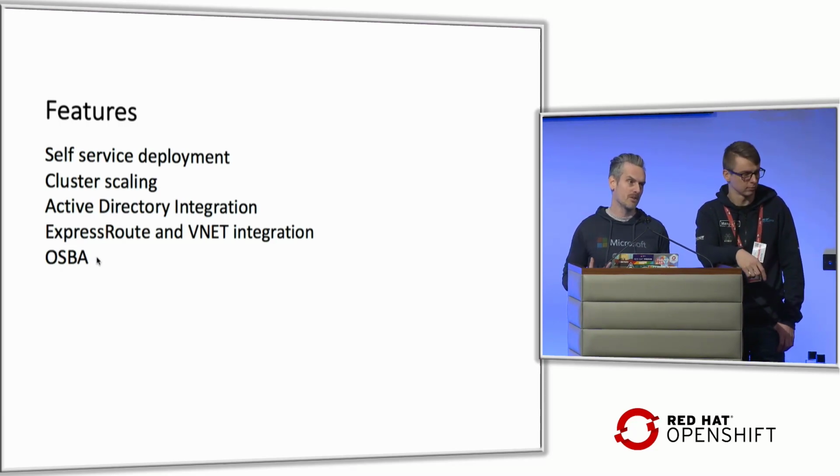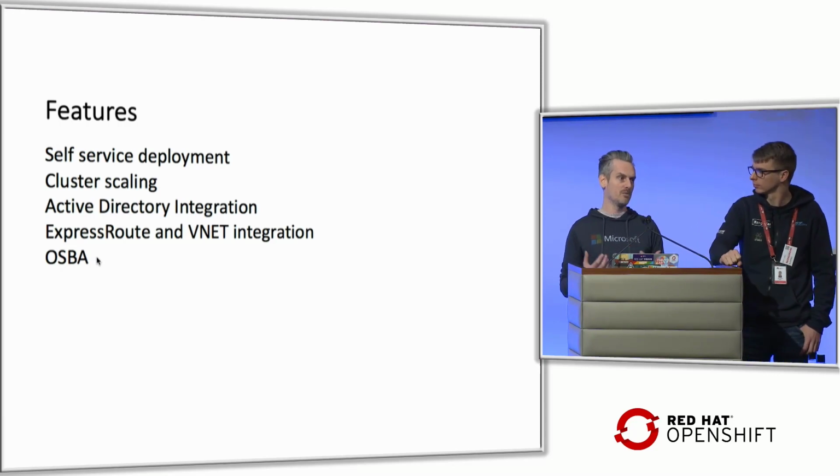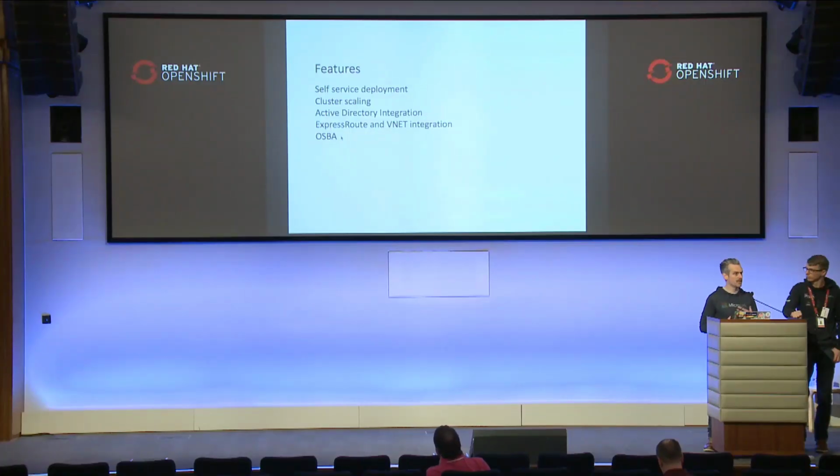Obviously, we're Microsoft, so identity management is key for us, integration with Active Directory as well, and integration into things like ExpressRoute, which is the private connection into the Azure data centers, as well as VNet integration, which is a totally private OpenShift implementation with no internet endpoints, as well as further integration into OpenShift, Open Service Broker for Azure, to be able to go into things like MySQL, PostgreSQL, Cosmos, all of the backend services that you would want to use with OpenShift.